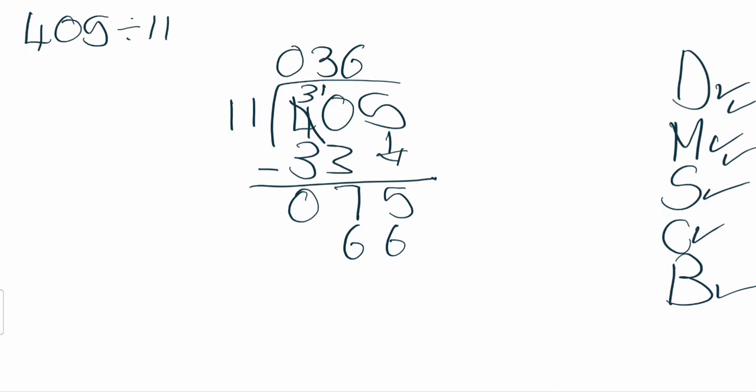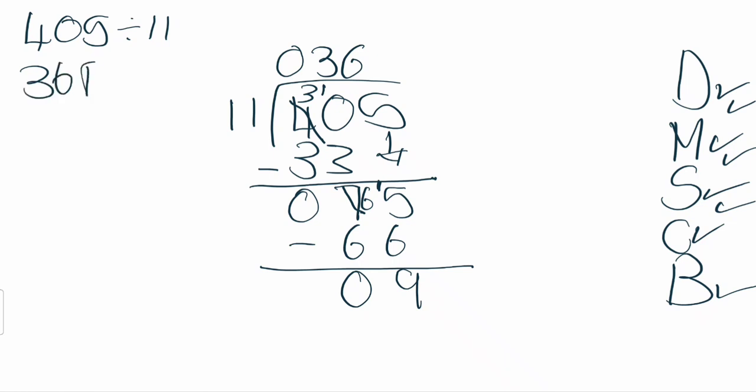66 from 75. Let's start by subtracting. 5 minus 6, you cannot. You borrow 1 from the 7. Then you say 6. Then you'll say 15 minus 6, which is equal to 9. Then you'll say 6 minus 6, which is equal to 0. And you're going to check if 11 goes into 9, which does not go. So our answer is 36, remainder 9.